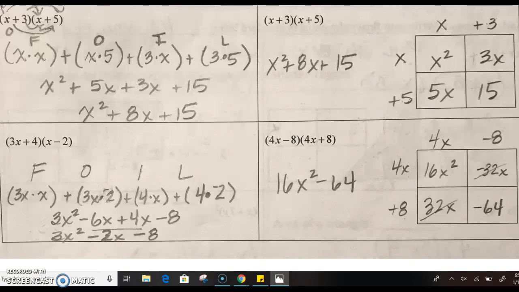Okay, so I have 3x squared minus 6x plus 4x minus 8. And then I'm just going to combine my like terms in the middle. Just remember to pay attention to signs. And your final answer will be 3x squared minus 2x minus 8.